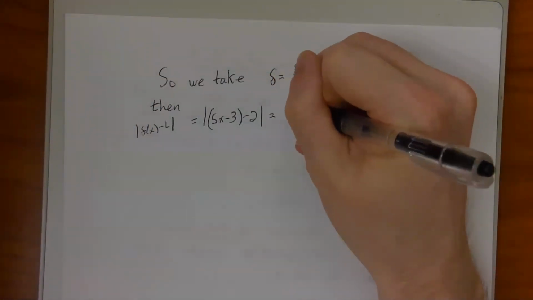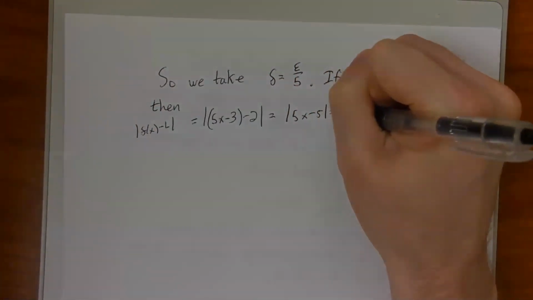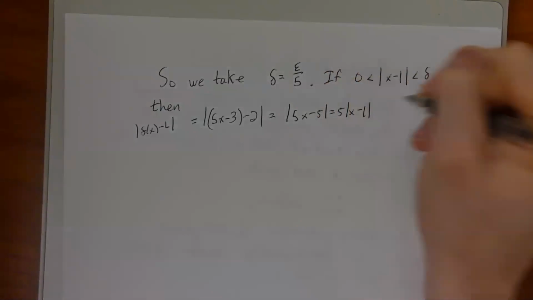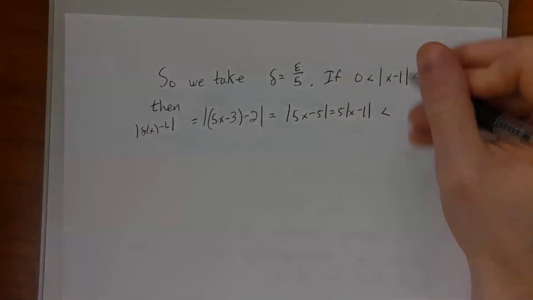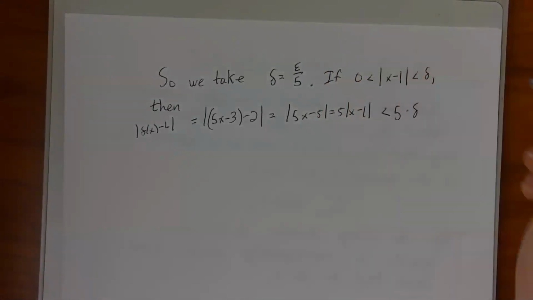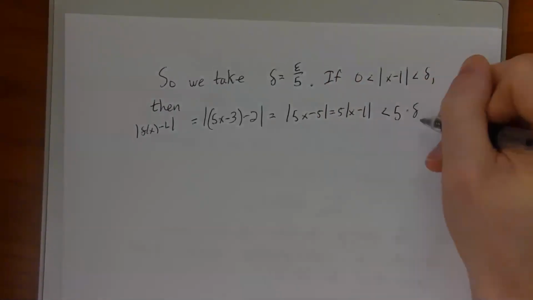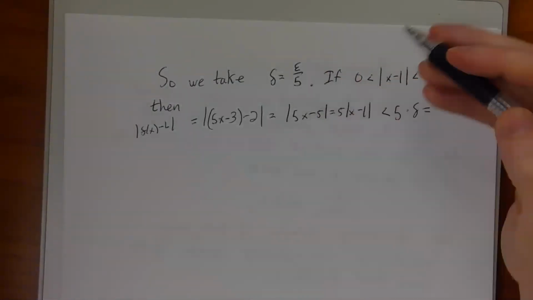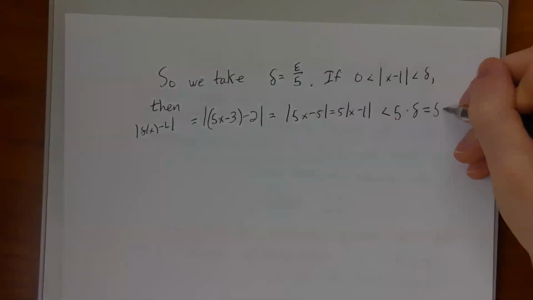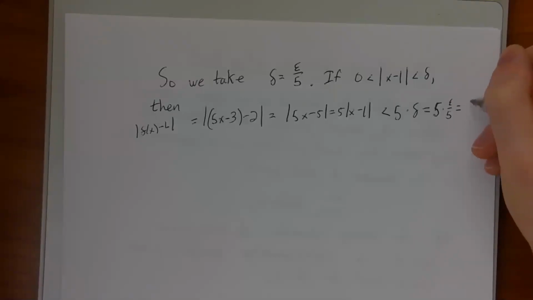Well, this is equal to the absolute value of 5x minus 5, which is equal to 5 times the absolute value of x minus 1, which is less than 5 times delta, because the absolute value of x minus 1 is less than delta, right? Well, this is equal to, because we're picking delta to be epsilon divided by 5, 5 times epsilon over 5, which is equal to epsilon.